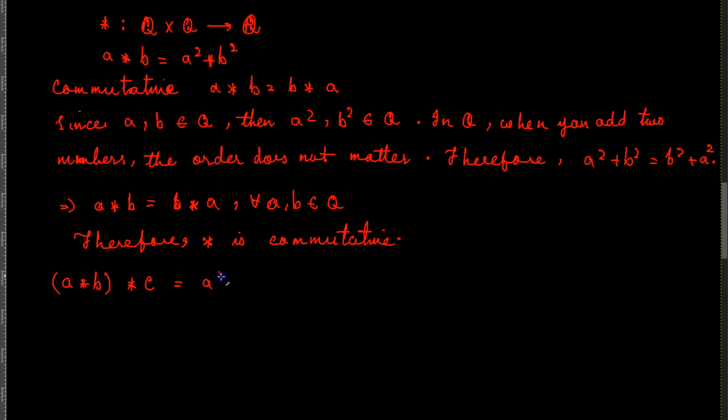We have a squared plus b squared star c, which is the same thing as a squared plus b squared plus c squared. So we take this whole thing as a squared, for example, and this c as b squared, for example, and then this becomes a squared plus b squared plus c squared.